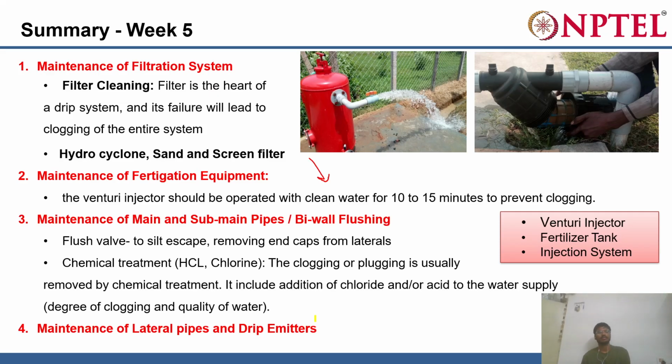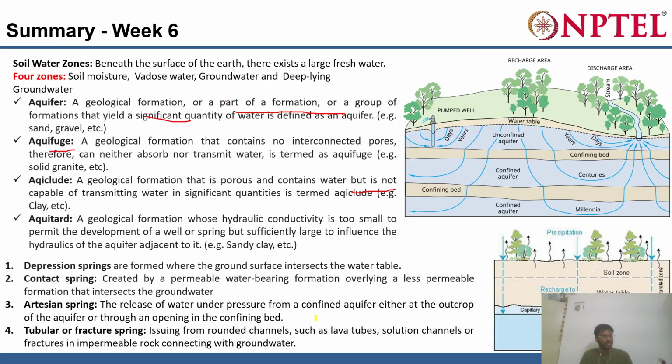And maintenance of main and sub-main pipes. In that you have different kinds of valves to flush out the silt, and removing end caps from laterals. Then you have to do chemical treatment for removal of clogging and purging. And finally, maintenance of lateral pipes and dry perimeters. I'm not going into detail, just quickly recapping, as we have limited time.